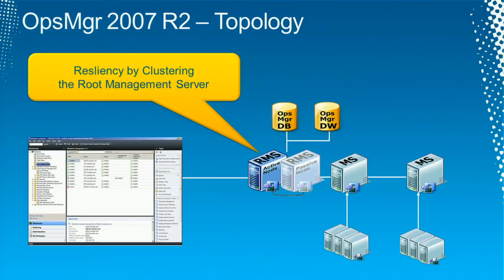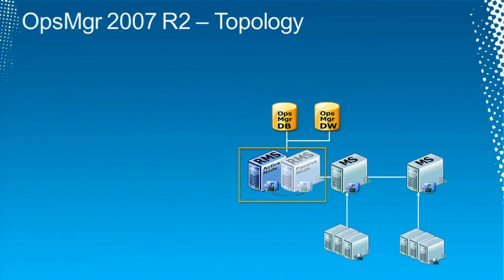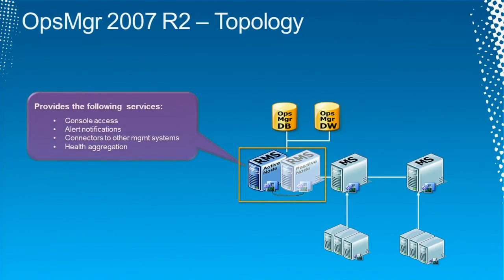And why is it important to do that? Well, there's a number of key factors that make that decision to go towards high availability. So this root management server role today in Operations Manager 2007 provides all our console access. So our operator consoles, our web consoles, they all connect to this SDK service that we have on the root management server. Our alert notifications.